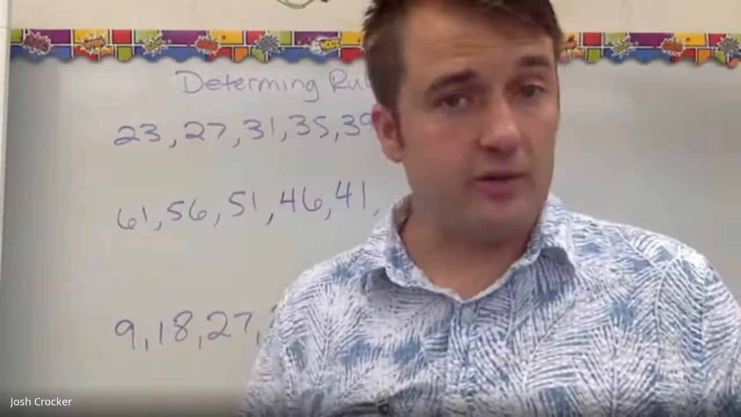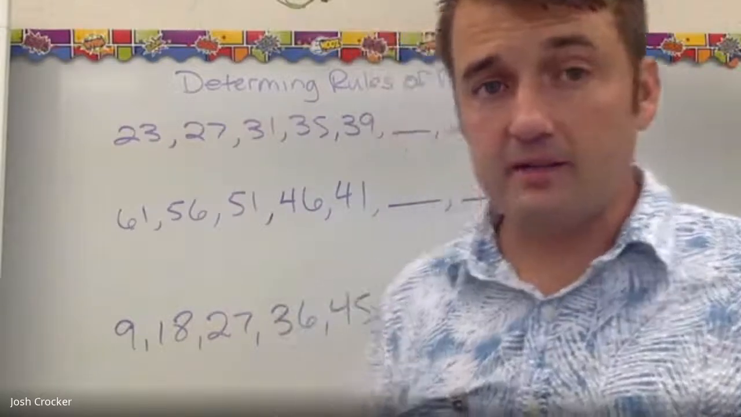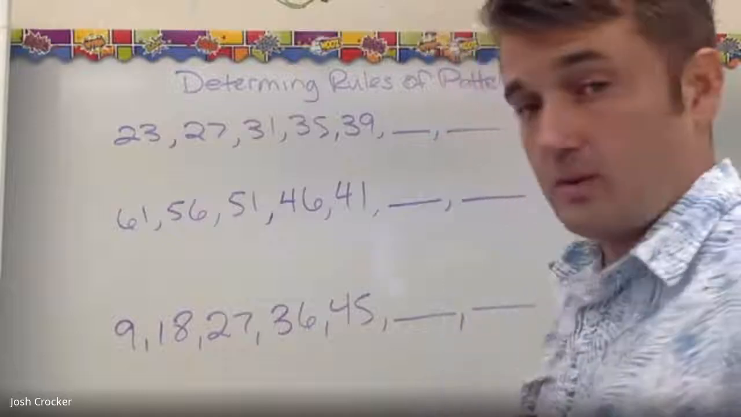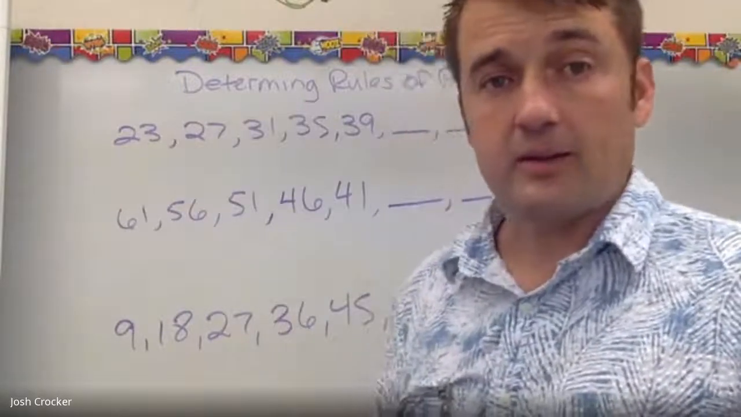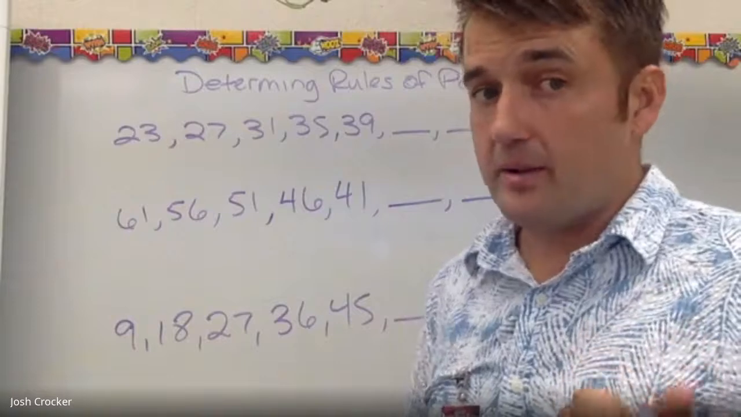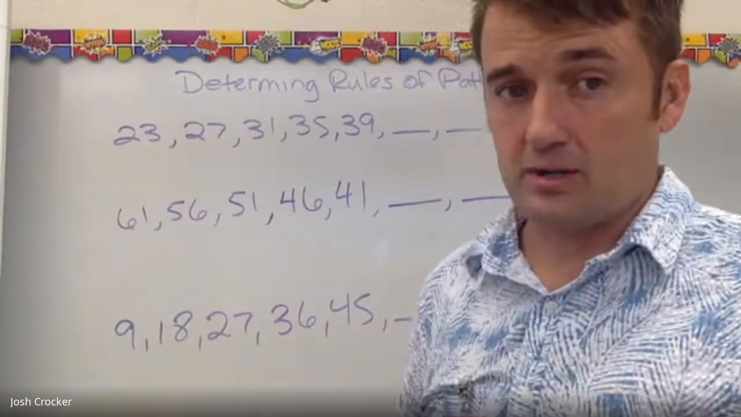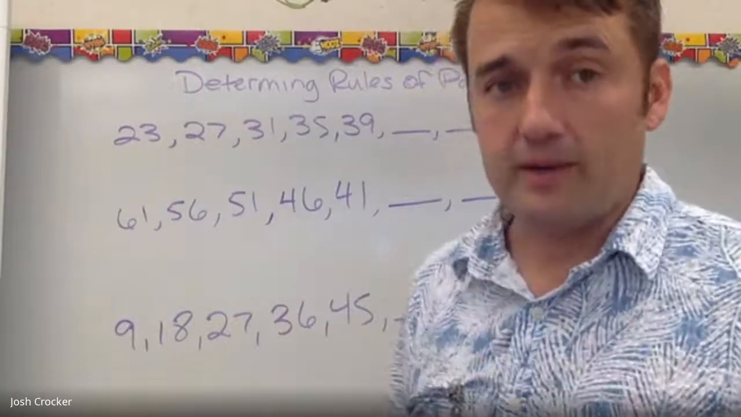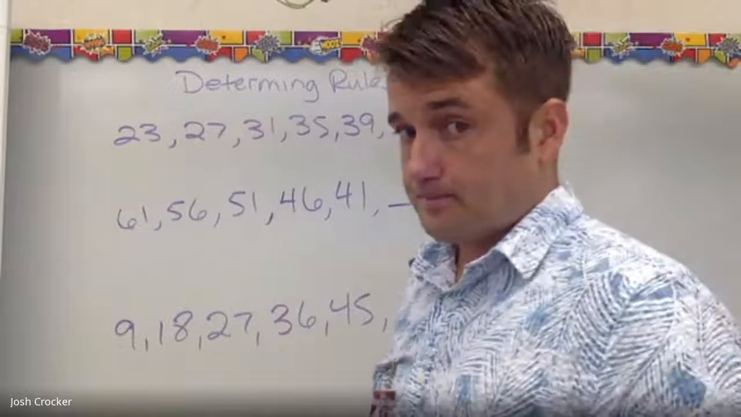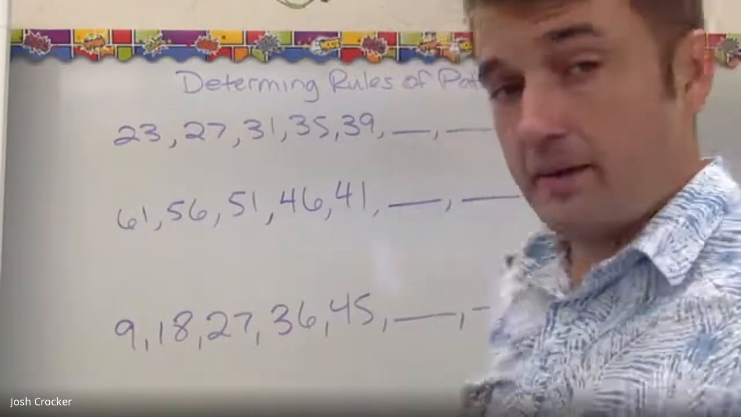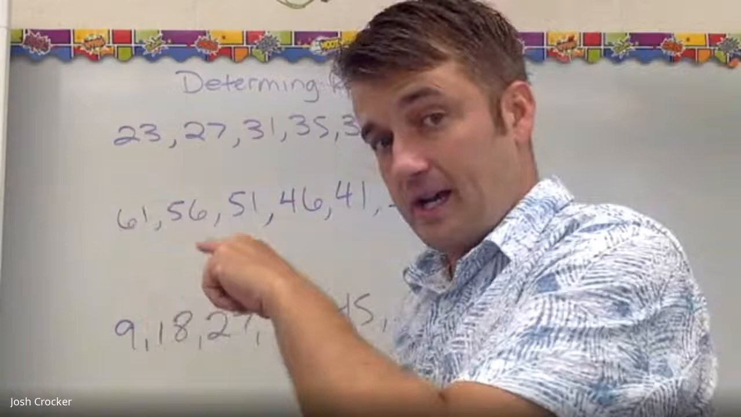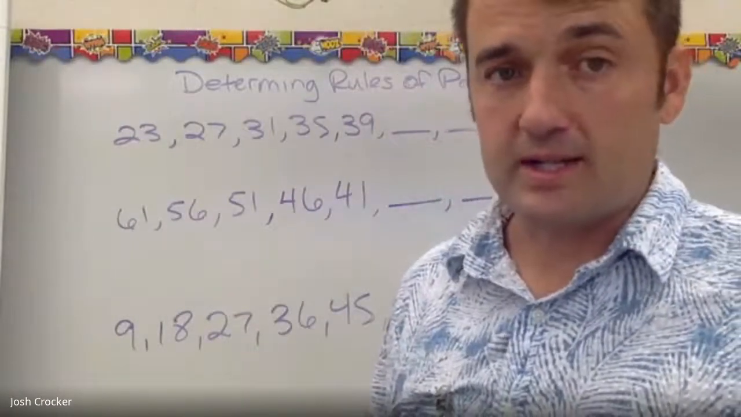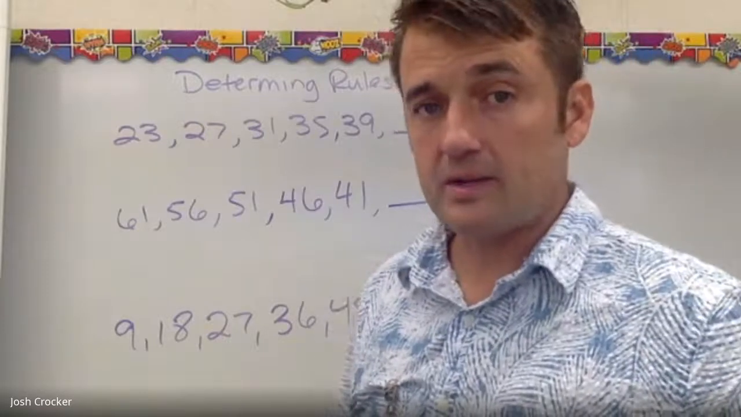So the very first question I ask myself here is, is it going up or down? Okay, so 23, 27, it's going up. If it's going up, it's either addition or multiplication. Subtraction and division will make numbers go down. Now, if it's going up by the same amount each time, that's probably just going to be an addition pattern. And that's what you're going to see today, addition and subtraction patterns.